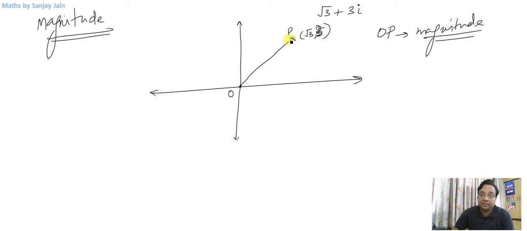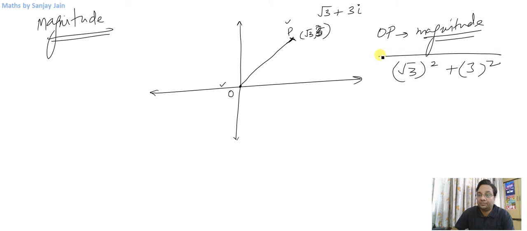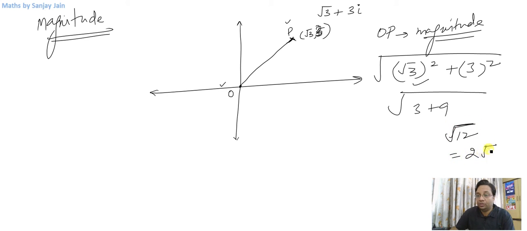This is just the length or the distance between these 2 points O and P. So I'll just apply the distance formula, and this length will be nothing but square root of root 3 squared plus 3 squared, right? So this is 3, this is 9, so square root of 12, or you can also write it as 2 root 3. So this will be the magnitude of this complex number. How did I get it? I found the corresponding point, that is root 3 comma 3, and I found its distance from the origin, right? So that gave me the magnitude.